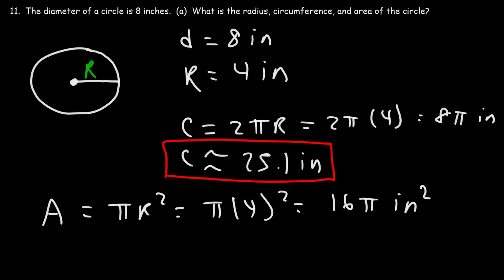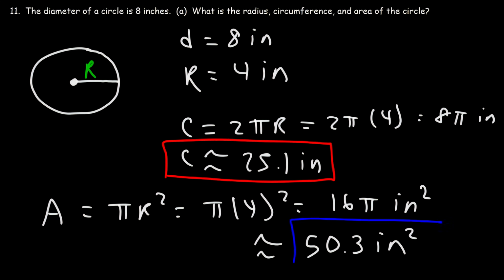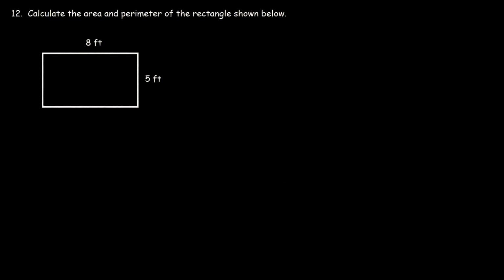Now the decimal value for that is approximately 50.265, but I'm going to round it to 50.3 square inches. So notice that area is in square inches, but circumference is just measured in inches.